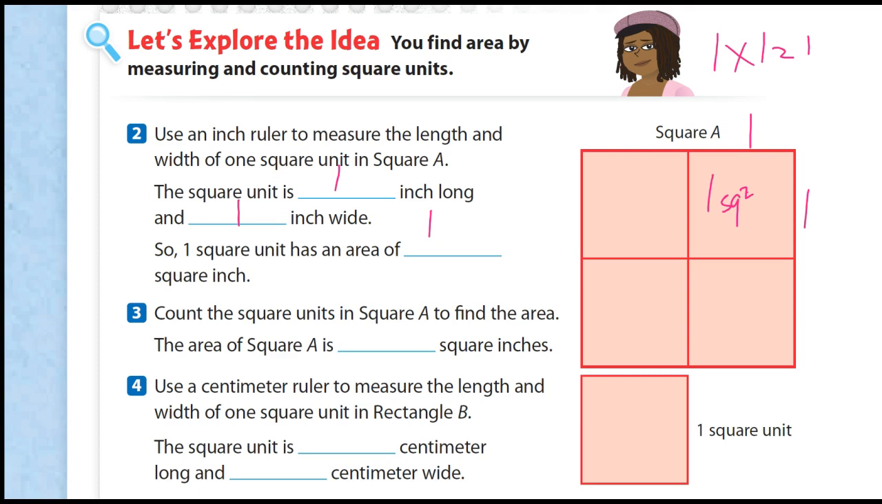And then number 3, count the square units in square A to find the area. So I have 1, 2, 3, 4. How many? 4. So the area for square A is 4 square units, or 4 square inches. Sometimes they'll write it like this: 4 square inches is 4 in, with IN as the abbreviation for inches and the little 2 right there.